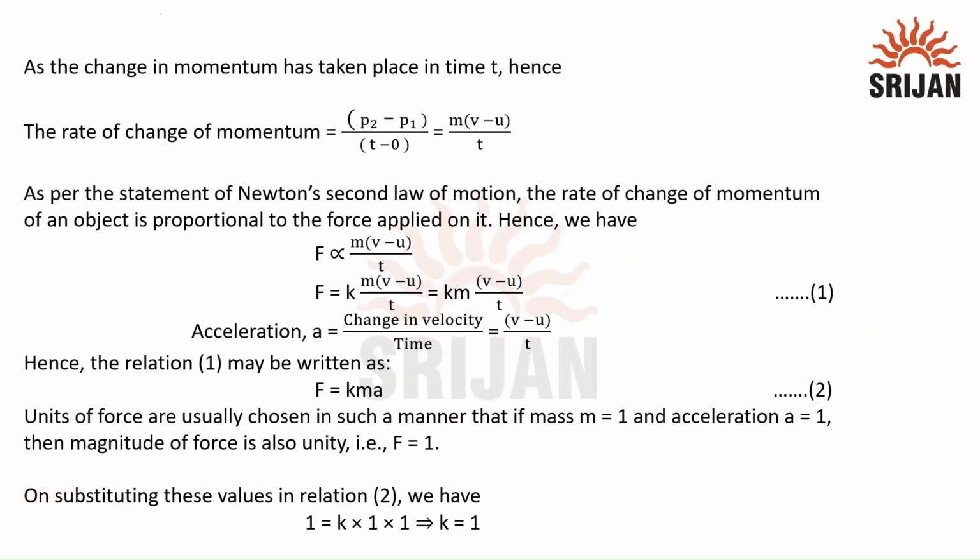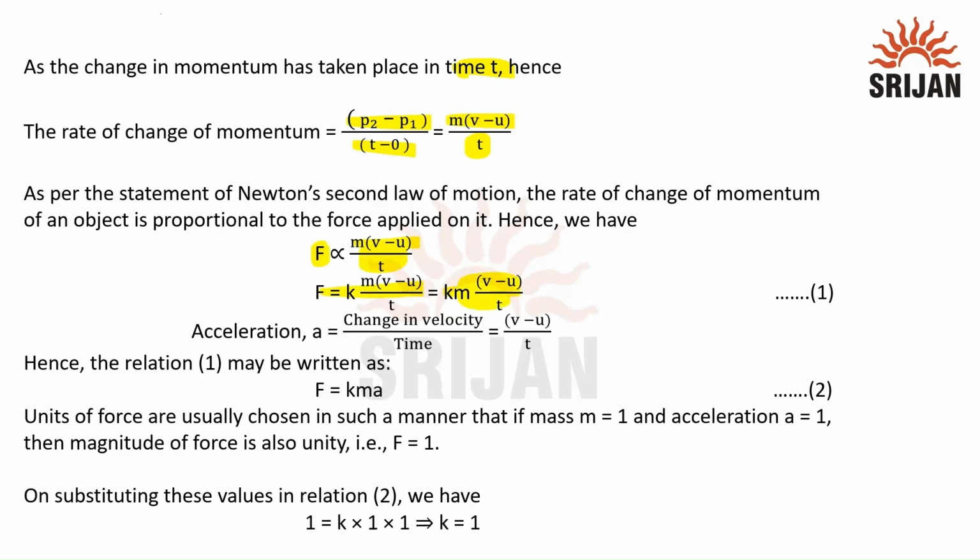Now moving on, as we have discussed that the change in momentum has taken place in time t, so the rate of change of momentum comes out to be p2 minus p1 divided by t, or mv minus mu divided by t. So as per Newton's second law of motion, we have discussed that the rate of change of momentum is directly proportional to the force applied on it, and the force applied on it is F. So F is directly proportional to m(v minus u) upon t. So if we have to remove the proportionality sign, we will introduce a proportionality constant. So F is equal to k m(v minus u) upon t.